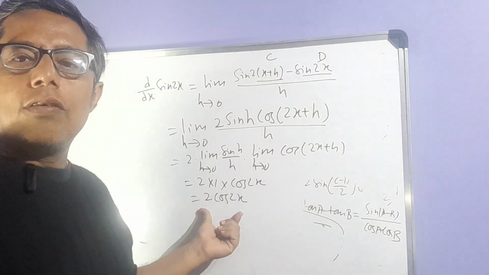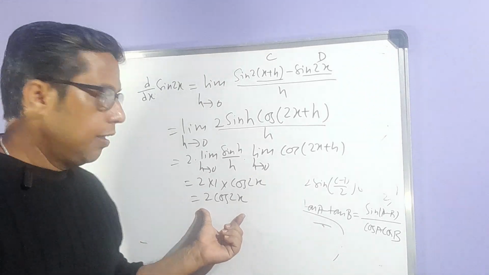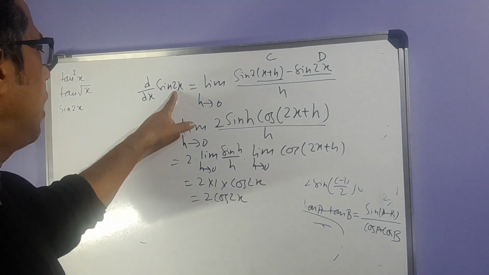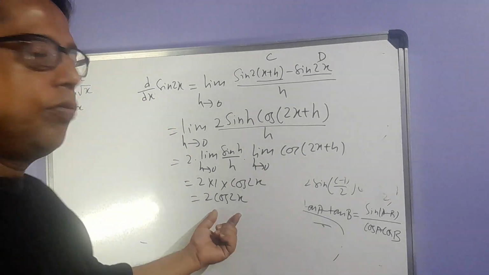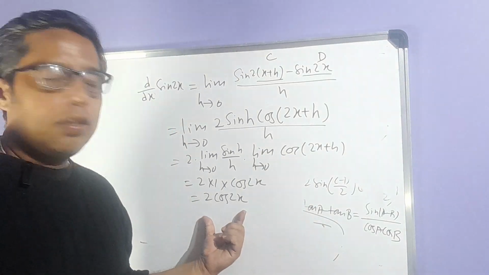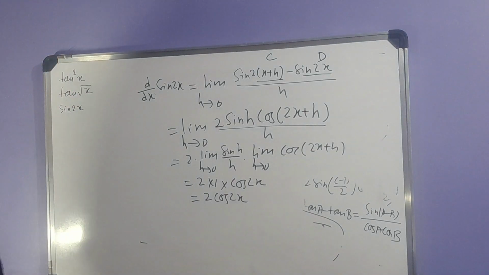Okay. So now you can verify also that d dx of sin x is equal to cos x. So d dx of sin 2x is equal to 2 cos 2x. That's it. So this way we can verify our answer also.